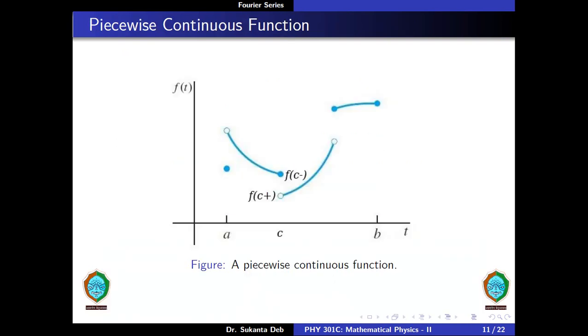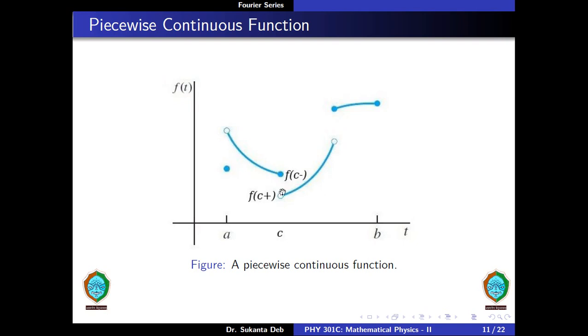Now piecewise continuous function. This figure shows the plot of a piecewise continuous function in interval ab. Within this interval, the function has been divided into 3 subintervals. Each of the subintervals is basically continuous, but the function as a whole is not continuous, and at some points, the function experiences discontinuities. Like here in this point, the function is discontinuous. Again, the function is discontinuous at this point. Again, here the function is discontinuous.